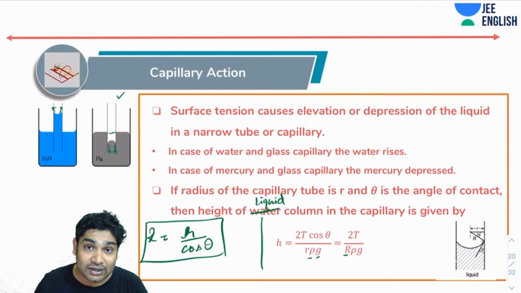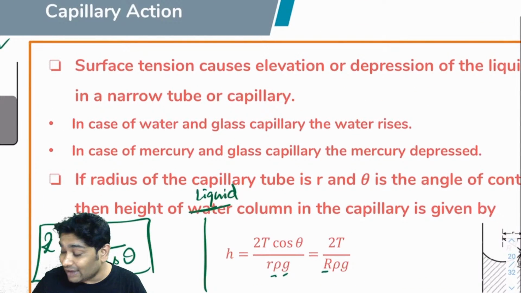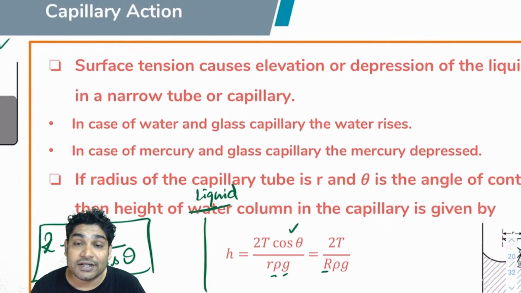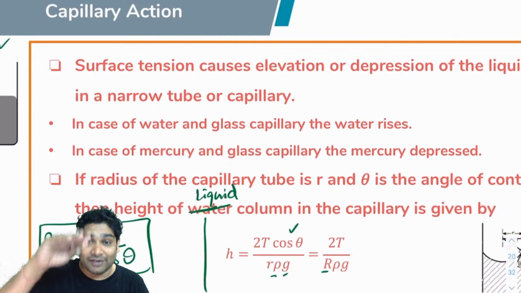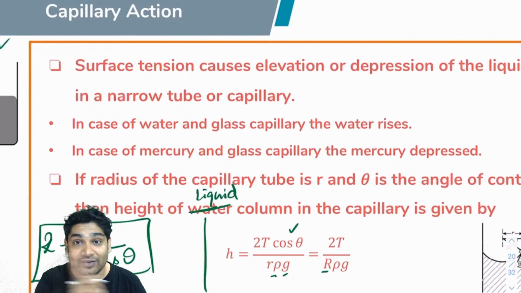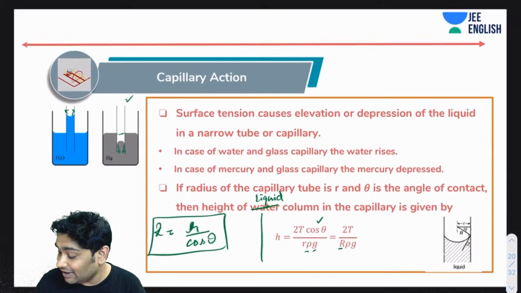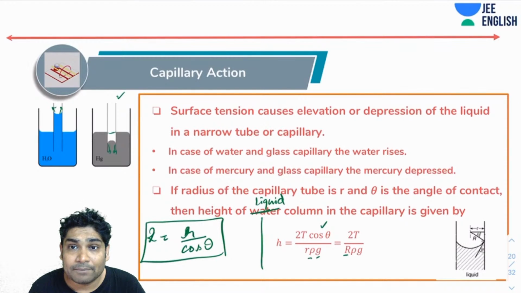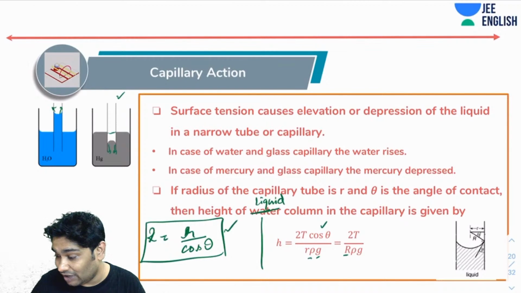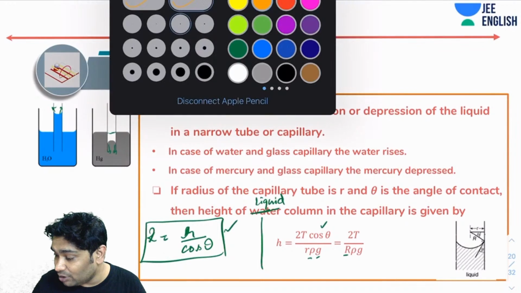Now you will notice one thing interestingly. If theta is less than 90, cos theta would be positive, which would mean that the liquid is rising. If theta is between 90 and 180, then cos theta would be negative, which would mean that the liquid is depressing in the capillary. Alright. So again, I'm not showing you the derivation, but you should remember this equation and you should also remember this equation. So these two are very, very important. Make sure you memorize them.